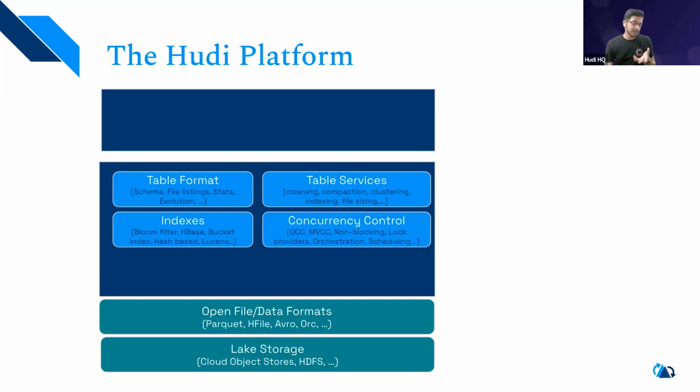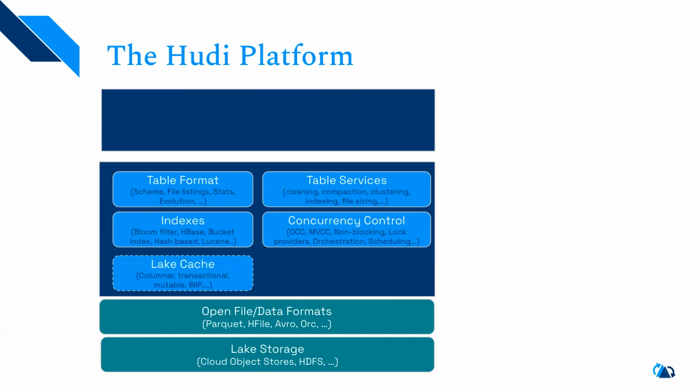And for all these table services, you don't have to go to Airflow and figure out how to schedule all this. Hudi has a runtime which can automatically schedule cleaning and compaction. If it fails, it'll retry, it'll manage. When you schedule compaction, it knows that clustering is already scheduled. These things are aware of each other. So this entire orchestration and scheduling layer is also provided as part of Hudi.